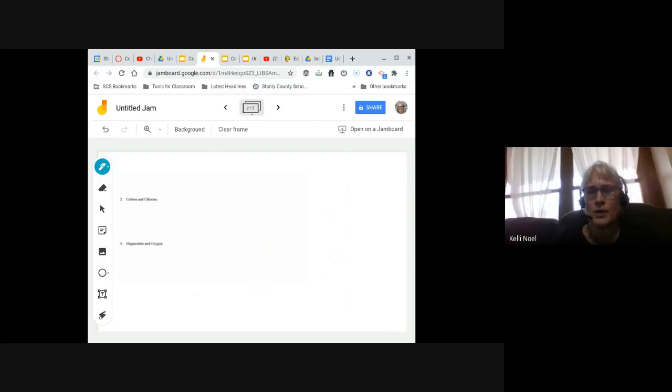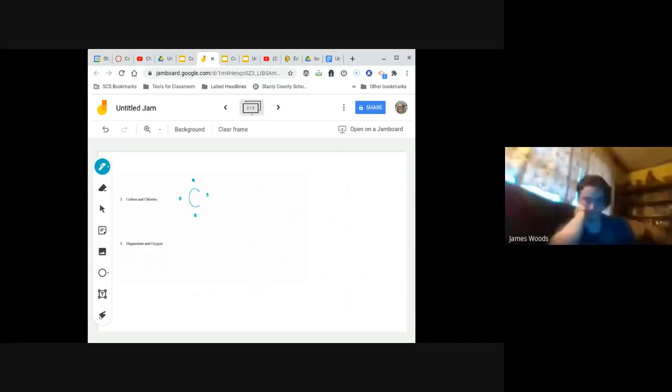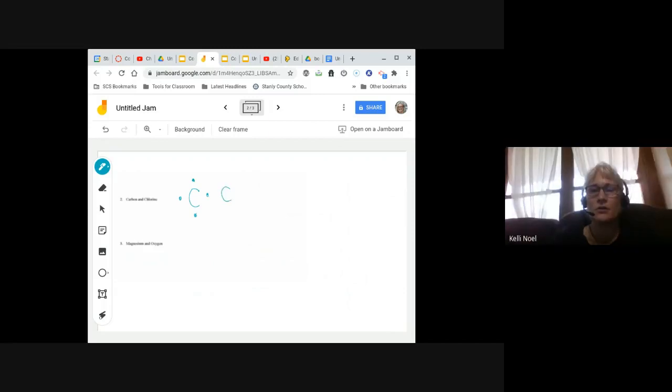That's carbon and chlorine. So for drawing this, I'm going to put a C. Carbon has 4 valence electrons. Chlorine has 7. So chlorine wants 1. So they're going to share. All right, I've taken care of that. I need another chlorine here.